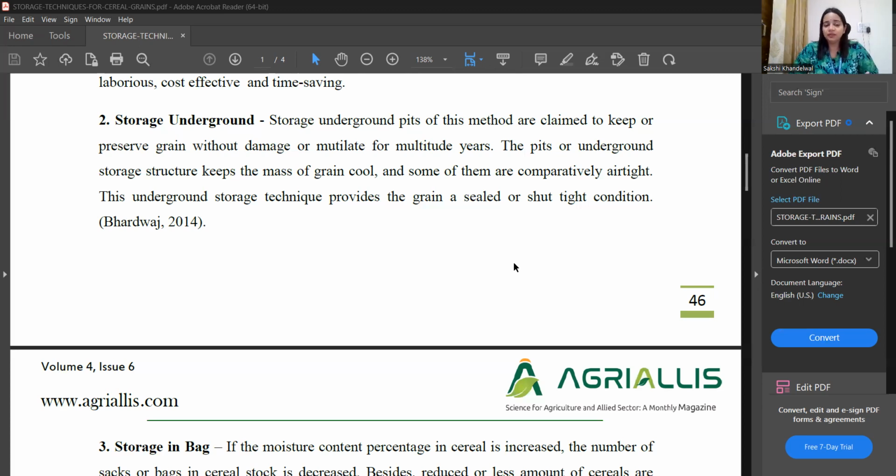Underground is a suitable environment for different types of grain to sustain for a longer period of time. This underground storage technique provides the grain a sealed or shut tight condition, and it has a major advantage of maintaining the cereals for a longer period of time, because of the lack of air movement and the coolness it provides to the grain.